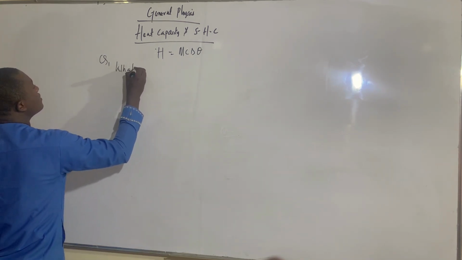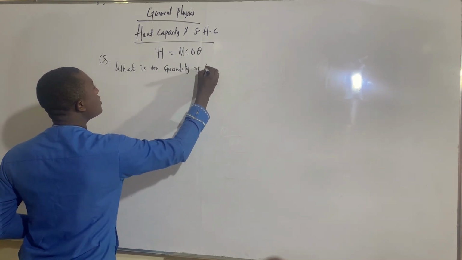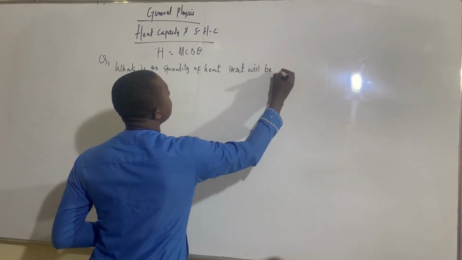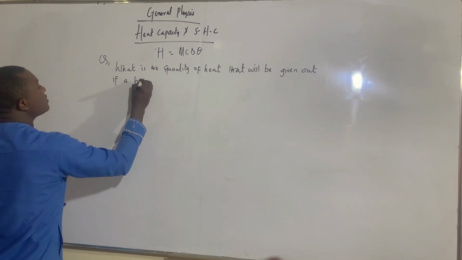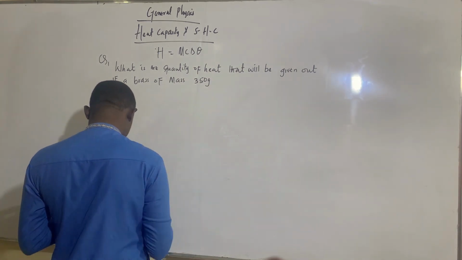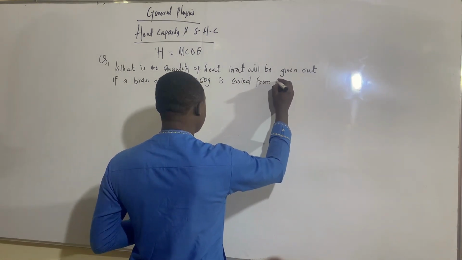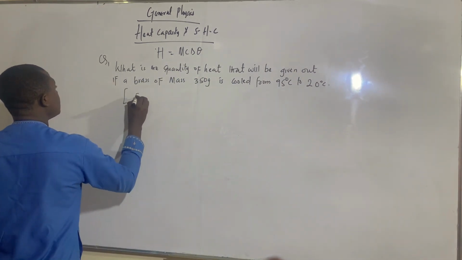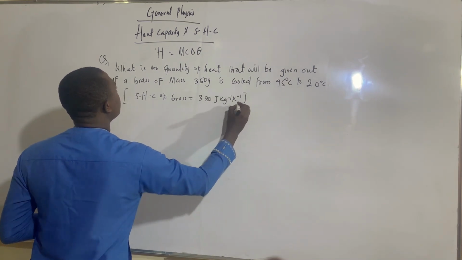So let's look at this question 1. They said, what is the quantity of heat that will be given out if a brass of mass, let's say 350 gram, is cooled from 95 degrees Celsius to 20 degrees Celsius, taking specific capacity of brass to be 380 joule per kilogram per Kelvin. So this is the first example.